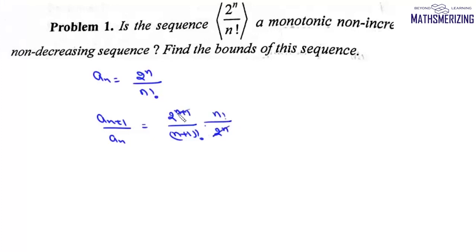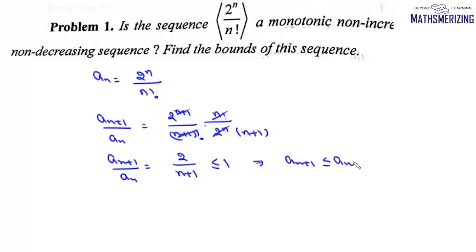Now here 2^n will cancel. Now factorial n will also cancel. So we'll get this as 2 upon n+1. That is, a_{n+1} upon a_n is equal to 2 upon n+1. Now n+1 is always greater than or equal to 2. That means 2 upon n+1 is always less than or equal to 1. So from here we can say that a_{n+1} is less than or equal to a_n. That means the sequence is a decreasing sequence or monotonic non-increasing sequence.